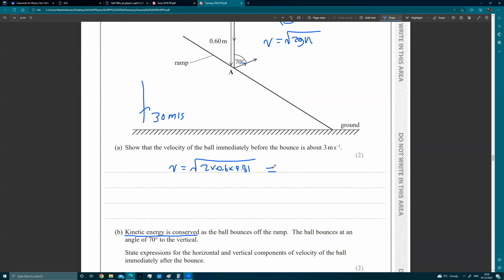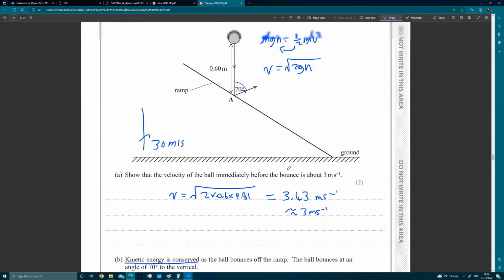Beautiful. Very well done. Let me just do the square root, because you can't use the rounded values. 2 times 0.6 times 9.81. So it gives you about 3.4, which is 3.43 meters per second. You always have to do that in the short question. Give at least 3 significant figures for whatever your answer is.